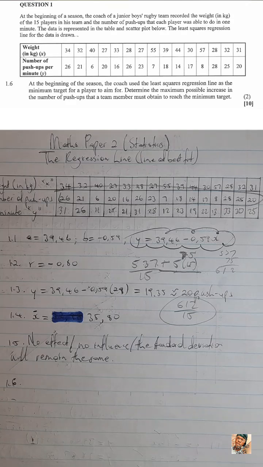Determine the maximum possible increase in the number of push-ups that each team member must obtain to reach this minimum target. Okay? So how many push-ups does each player need to increase by to be able to reach this minimum target? Let me repeat that. The question says determine the maximum possible increase in the number of push-ups that each team member must obtain to reach the minimum target.